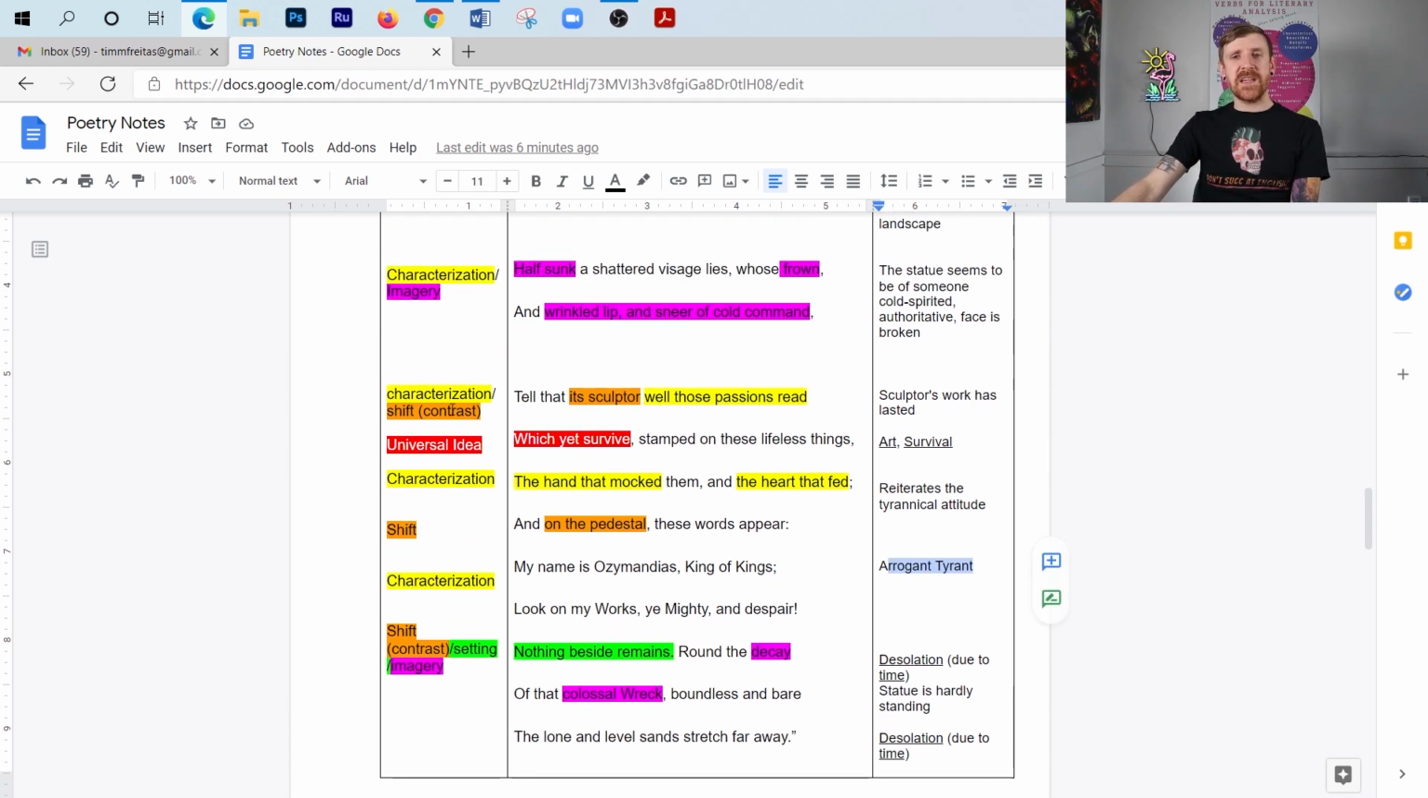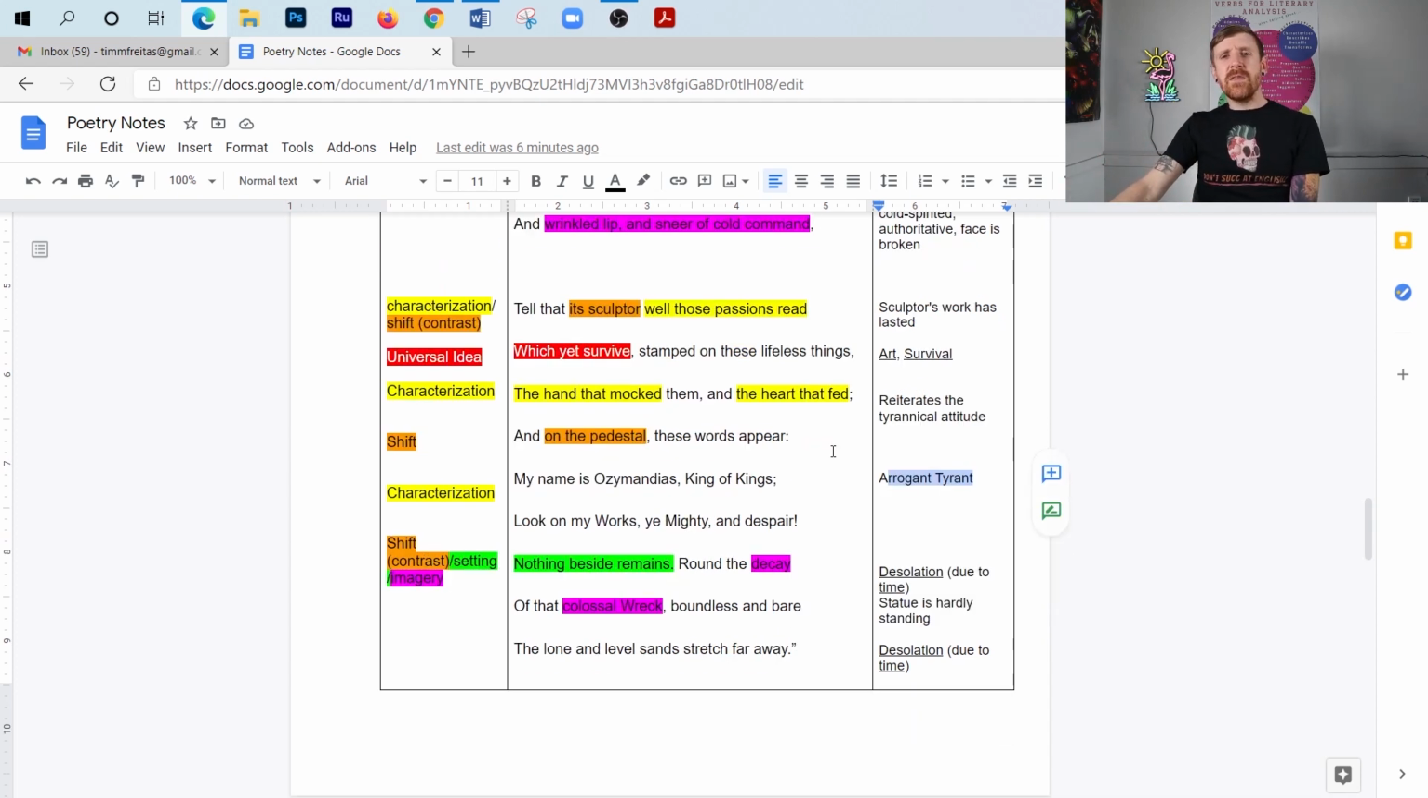So I'm looking at what I say for characterization for the sculptor up here, and I'm like, wow, what do I understand? The sculptor's work has lasted. When I look at the idea that the sculpture has survived, once again, I see the universal ideas here of art and survival. And I'm like, oh, what is being said about this, right? We then have some characterization in here. And with our shift, when it focuses to the pedestal, we see the characterization of Ozymandias being an arrogant tyrant, okay?